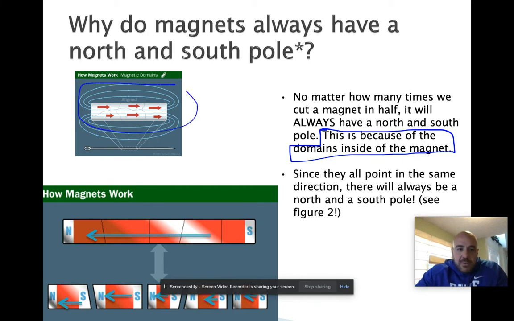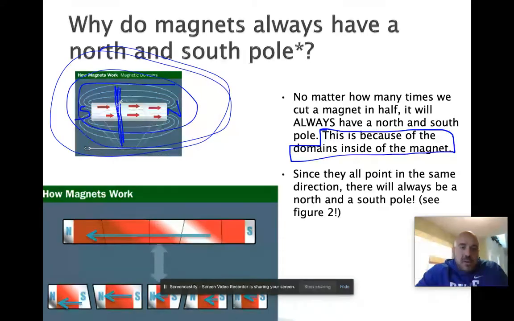Look at this picture up here, the one I'm circling. Well, actually, let's look at it here. If we call this side the north pole, this the south, I cut this in half. Well, now this little part still has the north, because of how the domains are lined up, the arrows, the magnetic alignment is pointing to the right, and it still has the opposite end where they're not pointing, and that's the south. It doesn't matter where I cut it. I could cut it here, here. I'm always going to have one end where the arrows are pointing, the north, and the other end would be the south.